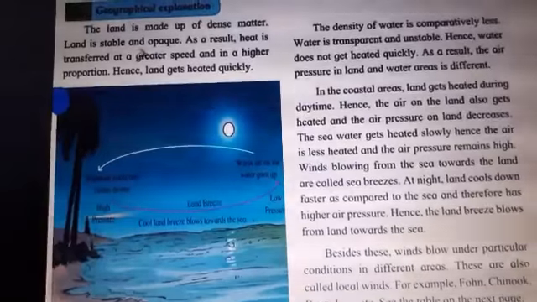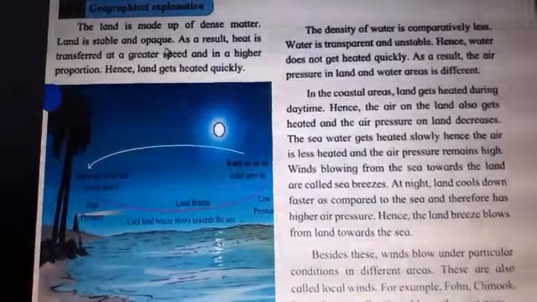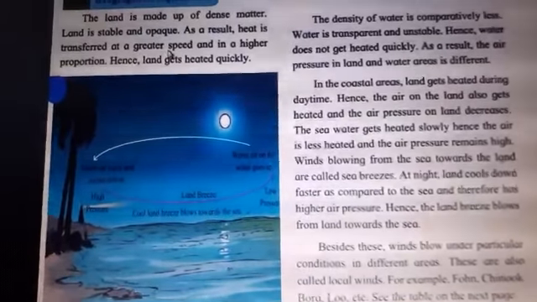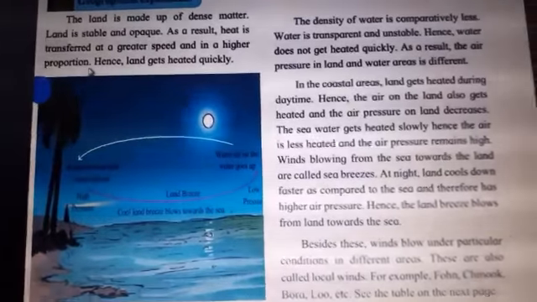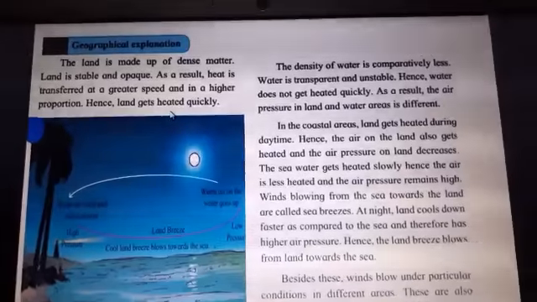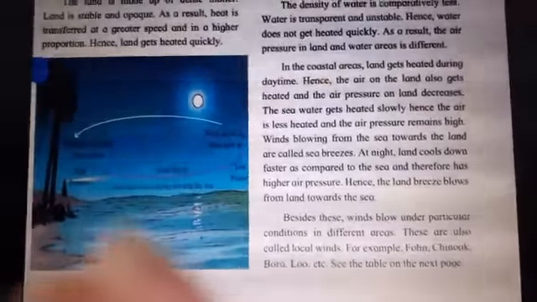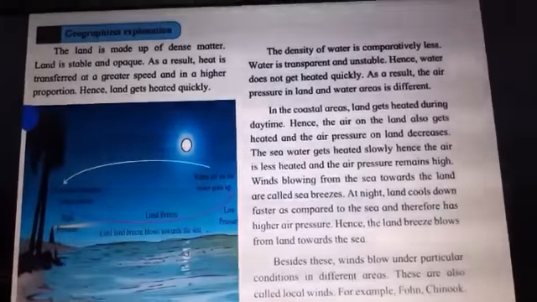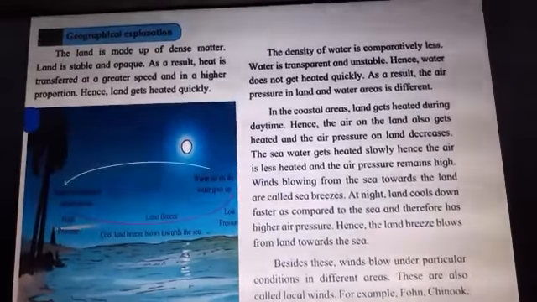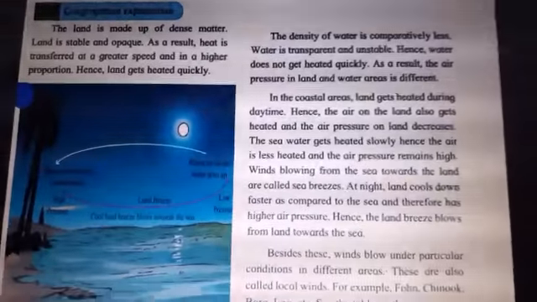Land is stable and opaque. Land is stable, it is immovable. Opaque means not transparent. As a result, heat is transferred at a greater speed and in a higher proportion. Hence, land gets heated quickly. So you will see in children, summer season, if you walk barefoot without the chappals, you are not able to walk by. It is very hot because the land gets heated up quickly, as it is opaque. The heat is transferred easily to the earth surface inside also. Therefore, it becomes very hot.